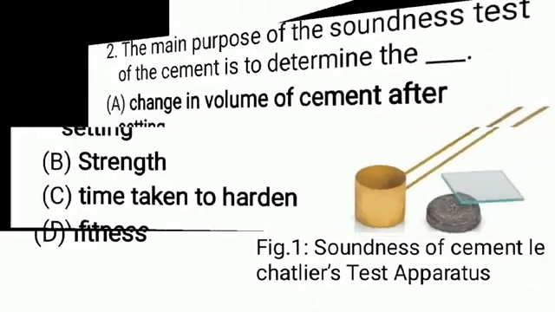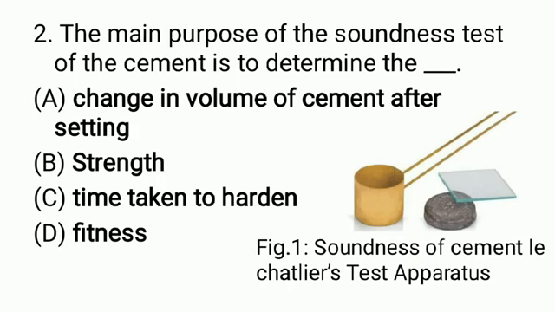The next question is, the main purpose of the soundness test of cement is to determine the dash. So what is the purpose of the soundness test of cement, right? Beyond a certain limit, the soundness test defines the unsound material contained in cement, that is lime or any other materials in cement. So our answer will be change in volume of cement after setting. Okay, so the main purpose of the soundness test is the change in volume of cement after setting, right? So our answer will be A.